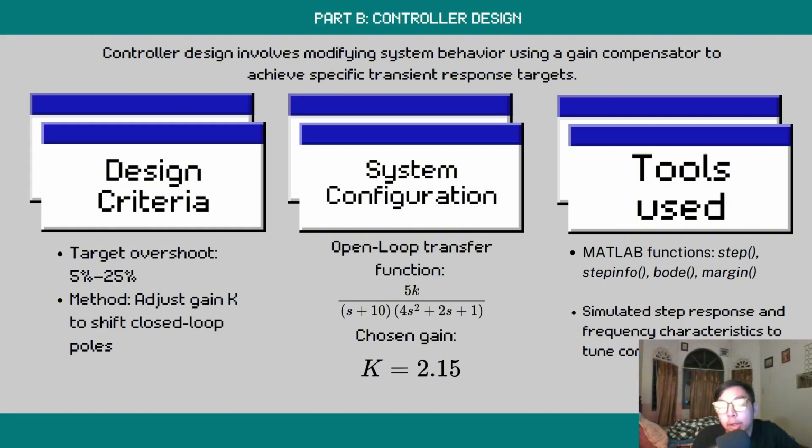The method adjusts gain k, which I calculate until I find k using the open loop transfer function to shift the closed loop pole. So the system configuration, the open loop transfer function that I get, G(s) equals 5k divided by (s plus 10) times (4s squared plus 2s plus 1). So I get k equal to 2.15.